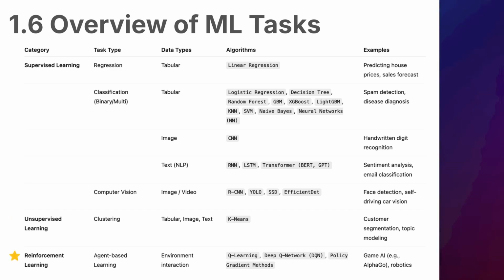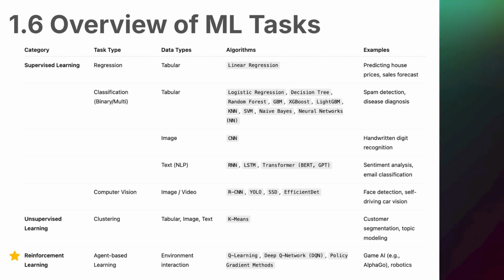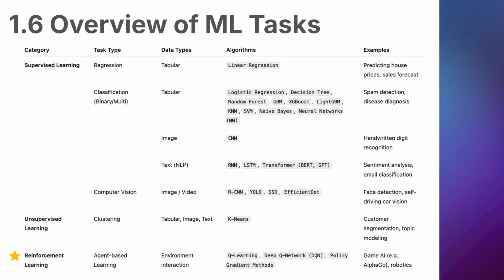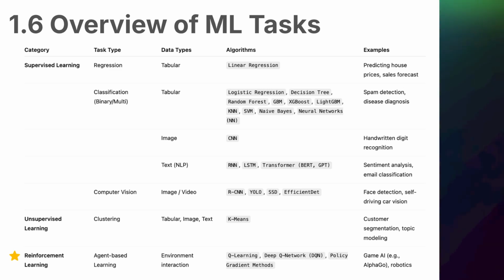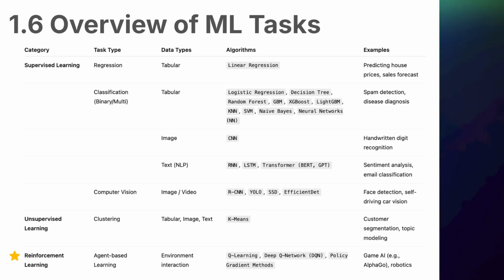Lastly, reinforcement learning. Reinforcement learning involves a learning agent that interacts with an environment and learns by receiving rewards or penalties for its actions. Algorithms like Q-learning, deep Q network (DQN), and policy gradient methods help the agent learn which actions to take to achieve the best outcomes. Examples include game-playing AIs like AlphaGo or training robots to perform tasks like walking or navigating a space.